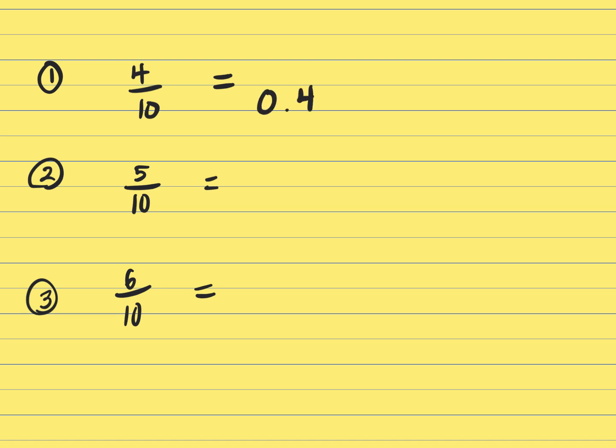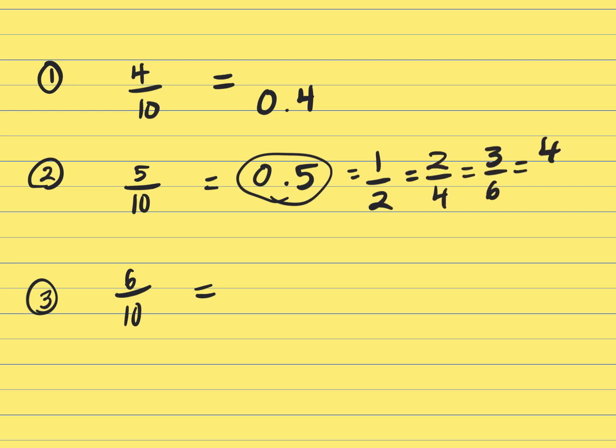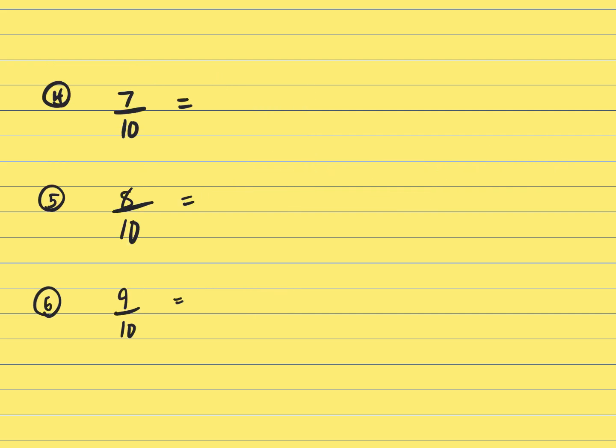0.4. And then 5/10, which is also 1/2, so 0.5. Any fraction that's equal to 1/2 is also 0.5. So I could say 2/4, 3 over 6, 4 over 8, 5 over 10, 6 over 12. Any fraction that's half is equivalent or equal to 5/10, 0.5. And then 6/10 would be 0.6.